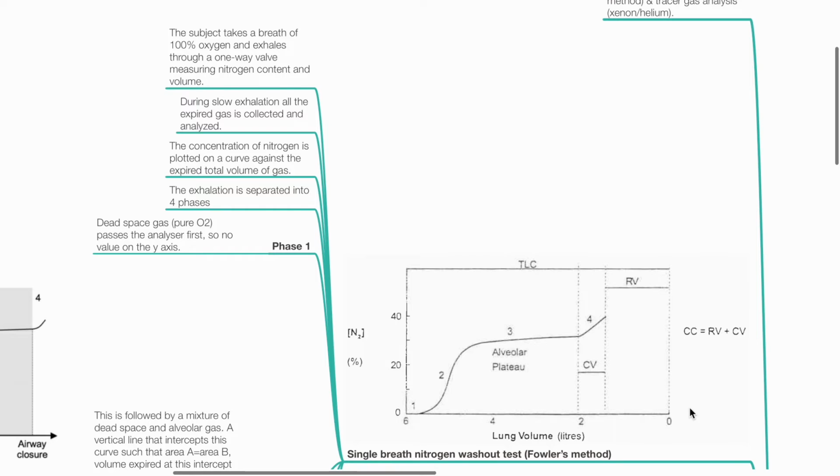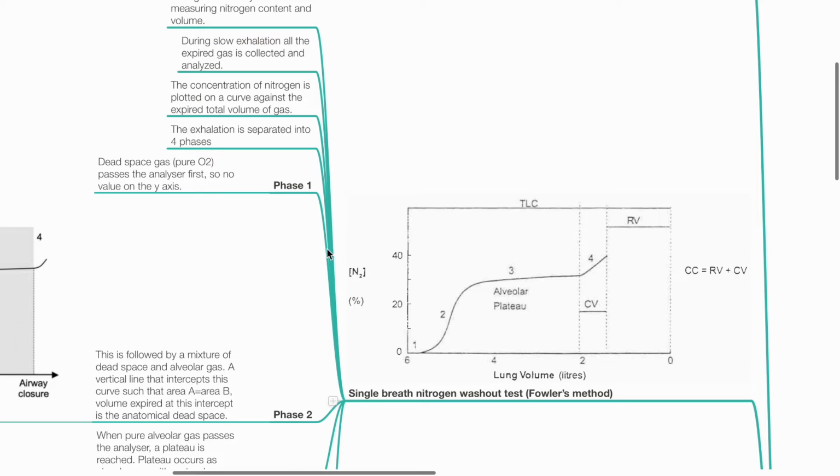Single breath nitrogen washout test or Fowler's method. The subject takes a breath of 100% oxygen and exhales through a one-way valve measuring nitrogen content and volume. During slow exhalation, all the expired gas is collected and analyzed. The concentration of nitrogen is plotted on a curve against the expired total volume of gas. The exhalation is separated into 4 phases. During phase 1, dead space gas or pure oxygen passes the nitrogen analyzer first, so no value on the y-axis.